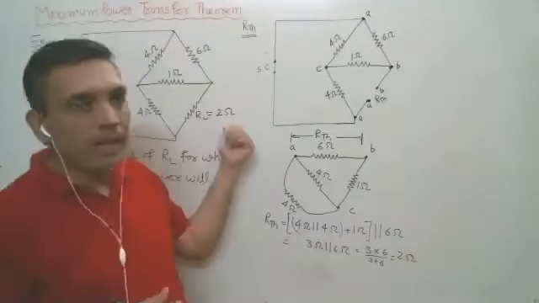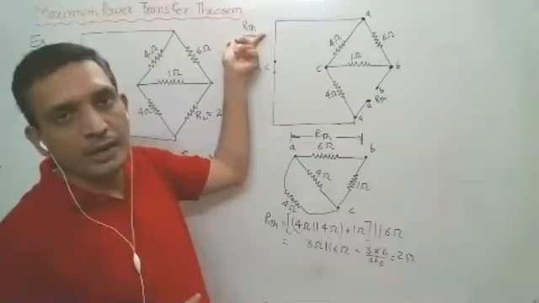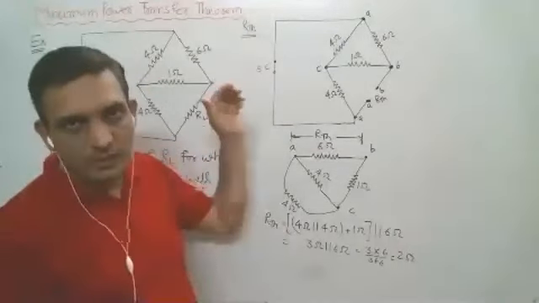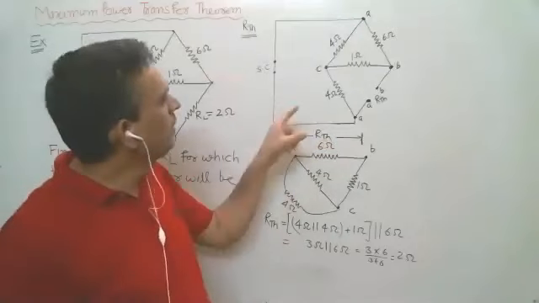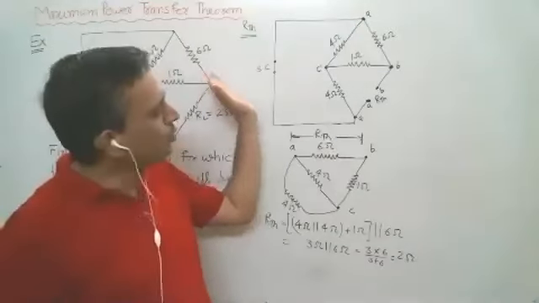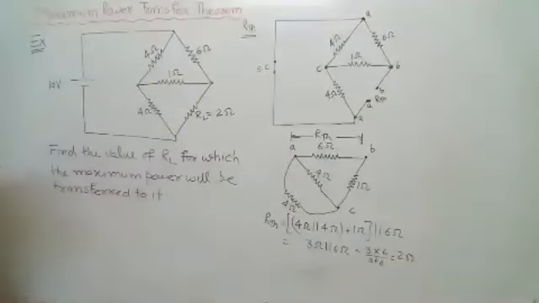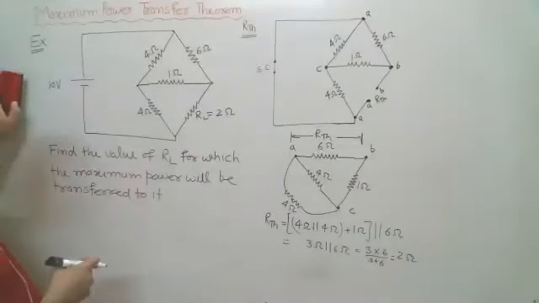What will be the value of RL? And you know how to find RTH. You have to short the voltage source. Even if a current source is given, then you have to open the current source and measure the RTH. Next example.